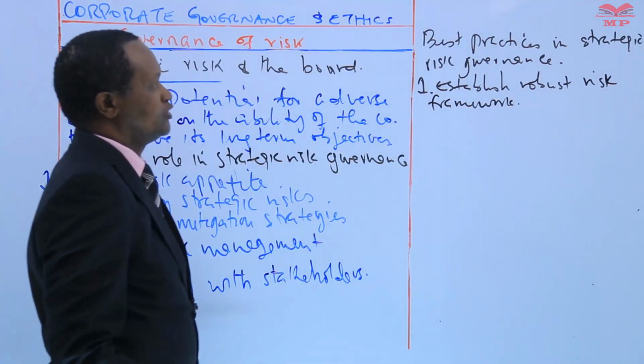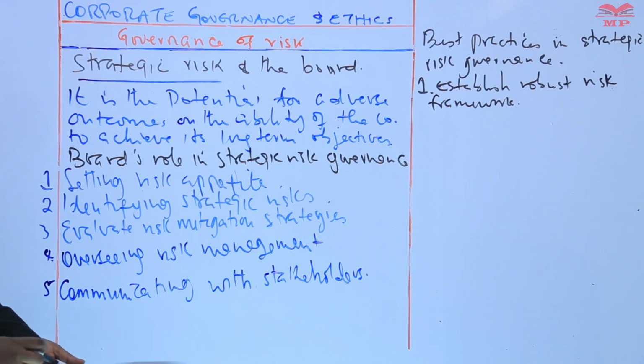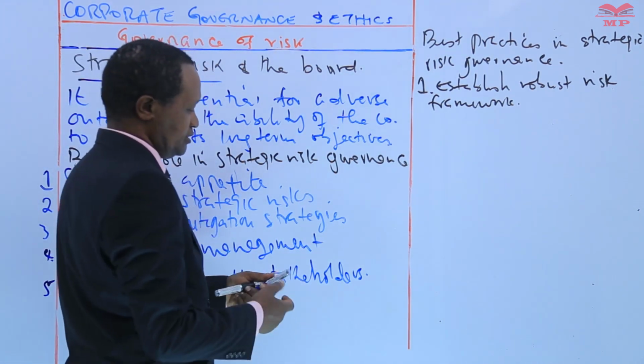One best practice in strategic risk governance is to establish a robust risk framework. To develop a comprehensive risk management framework that includes processes for identifying, assessing, mitigating, and also monitoring strategic risks.